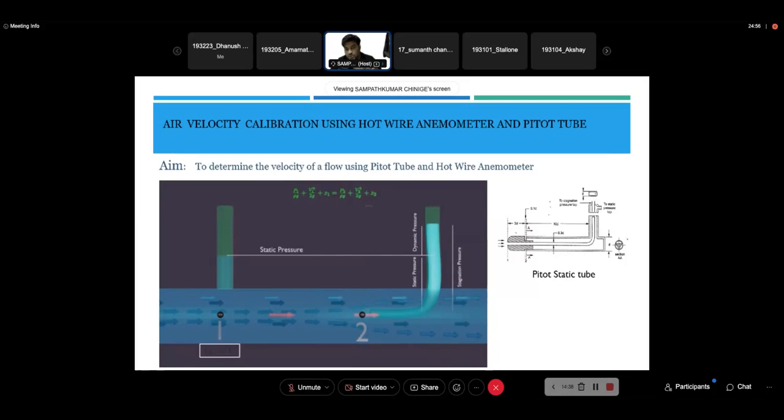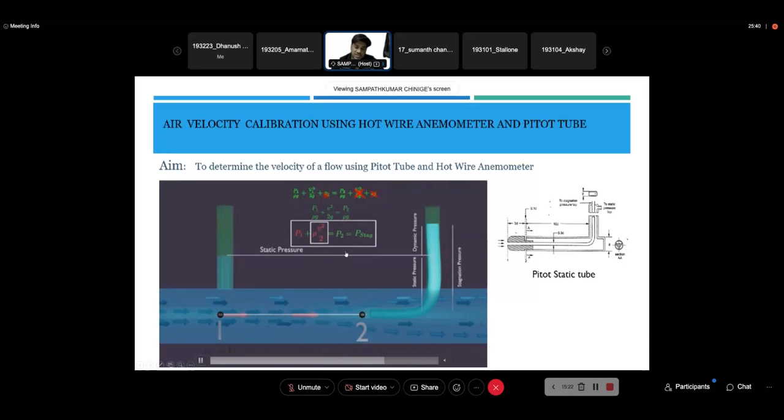If I write down the same equation, velocity becomes 0, and Z1 and Z2 become 0. The leftover is P1 plus rho V square by 2, with g cancelled, equal to P2, which is the stagnation pressure. From this you will be able to find out the velocity: V equals the square root of 2 times (P2 minus P1) by rho, which relates to the velocity head. That's how we find this.